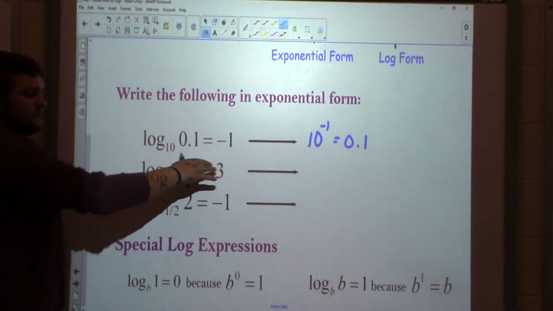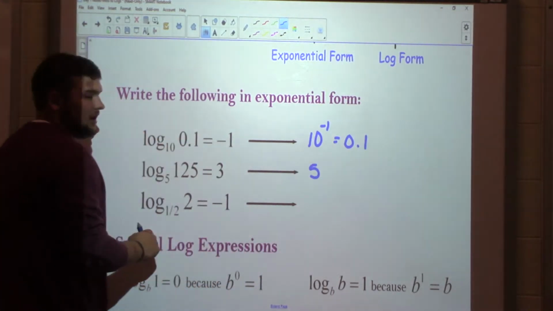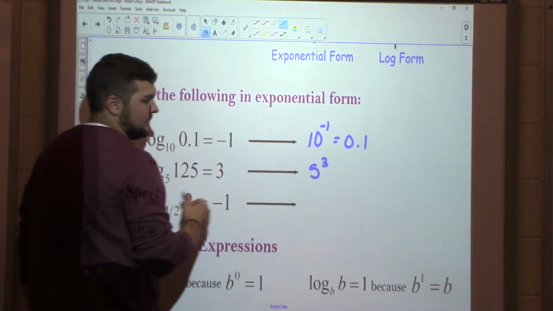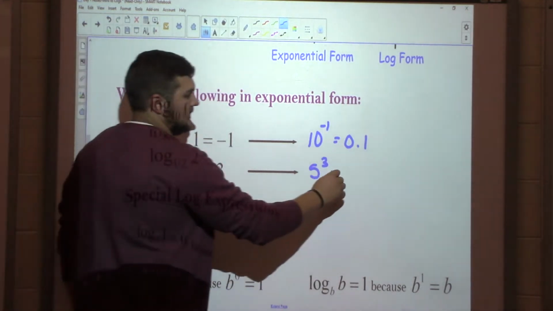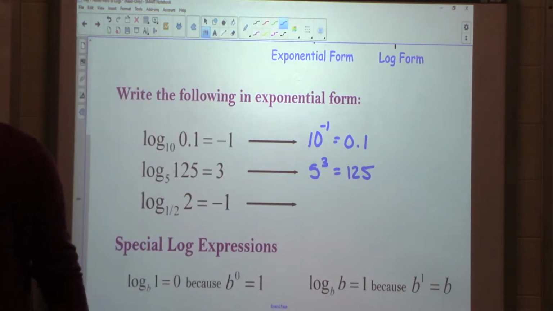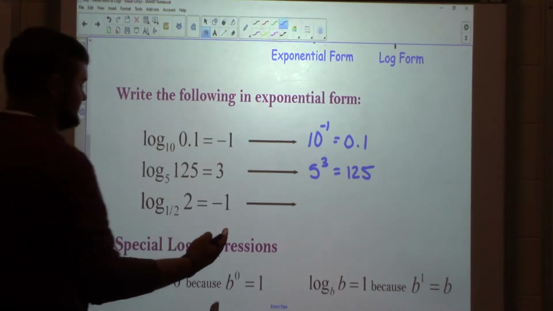Okay, same thing for the next two. Log base 5 of 125 equals 3. Base of my log is base of my exponent. What my log equals, 3, is my exponent. And what I'm taking the log of is what my exponential should equal. Hey guys, if you write down on your paper 5 to the 125th power equals 3, it doesn't make any sense. If you take 5 to the 125th power, should it equal 3? No, it shouldn't, right? Make sure it makes sense too, please.